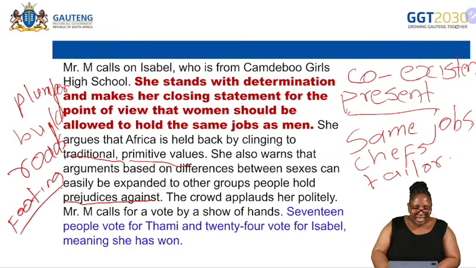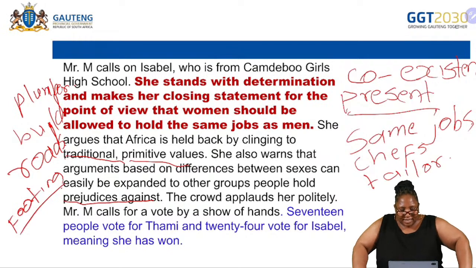Lastly, I'm going to read what the moderator, that is Mr. M, says about the debate.